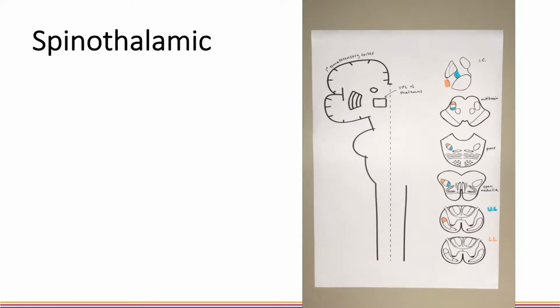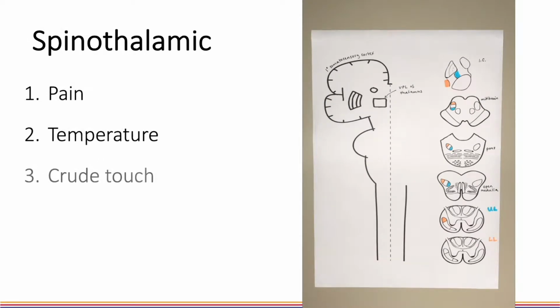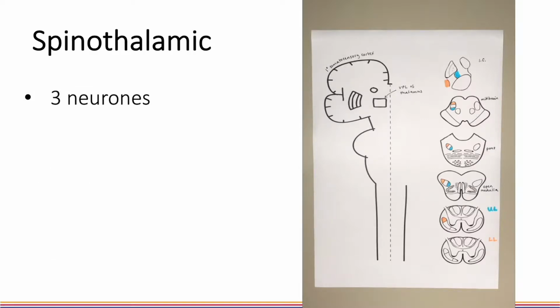The spinothalamic pathway carries pain, temperature, and simple non-discriminative touch. This pathway ascends contralateral to the side of the cord that the primary afferents enter. The pathway is comprised of 3 neurons from the sensory receptor to the somatosensory cortex.